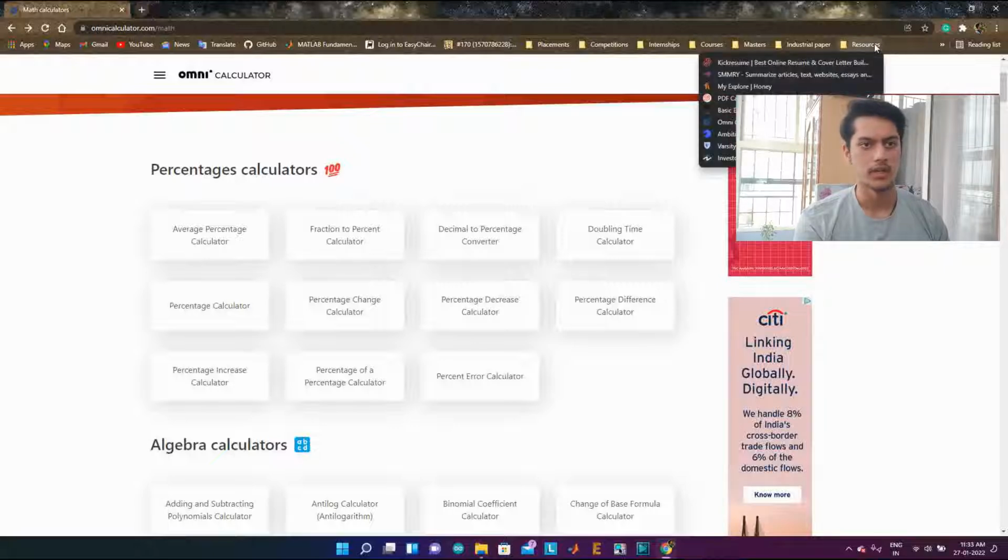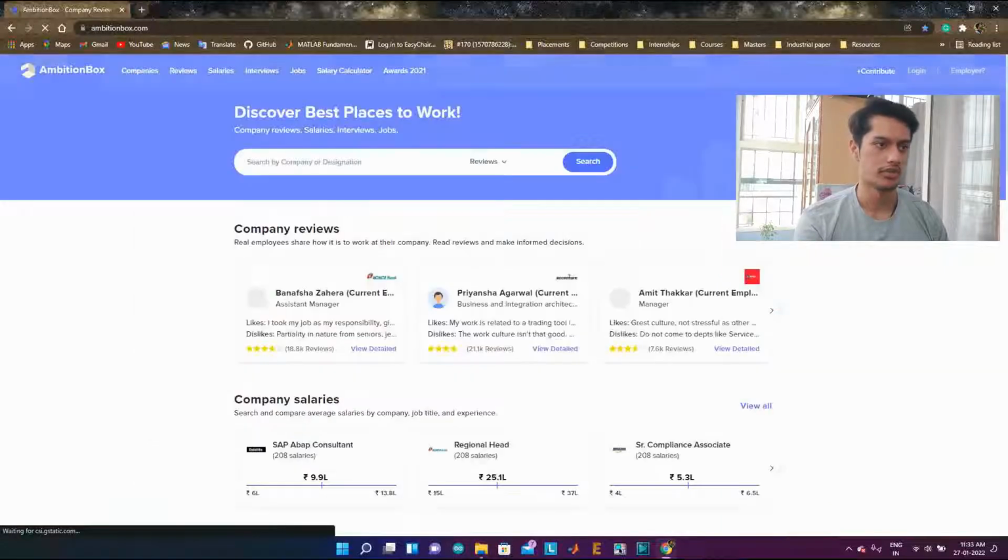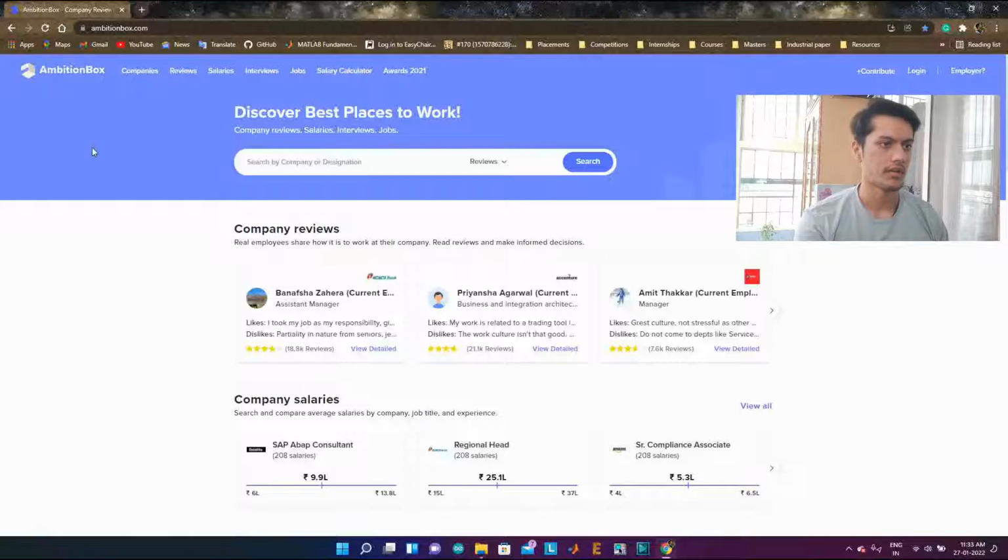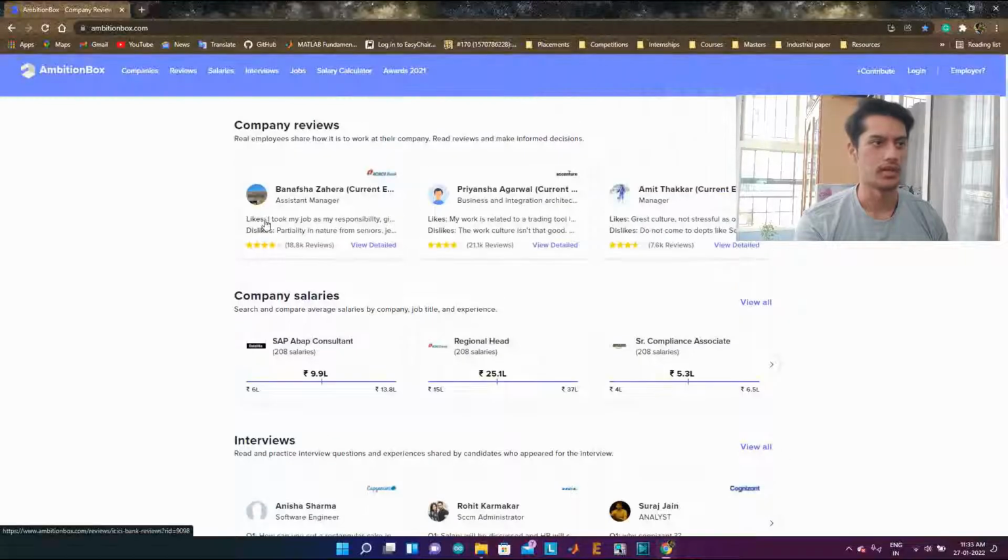and you can use this to make your life easier. The next one on the list is called Ambition Box. So as you can see, this is Ambition Box. Ambition Box is a place where you can prepare for your placements, prepare on questions depending on which domain you wish to sit for. And there are company reviews right here on the page.